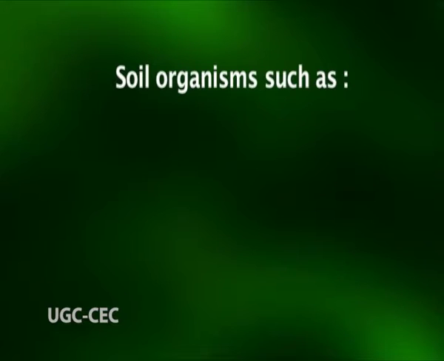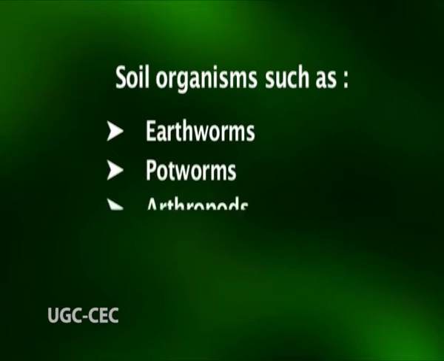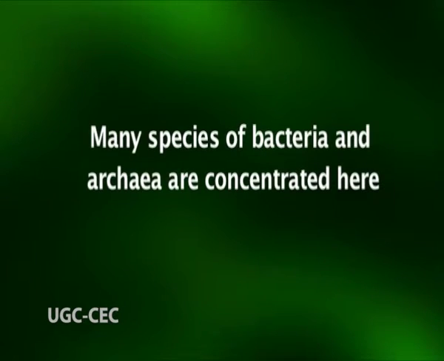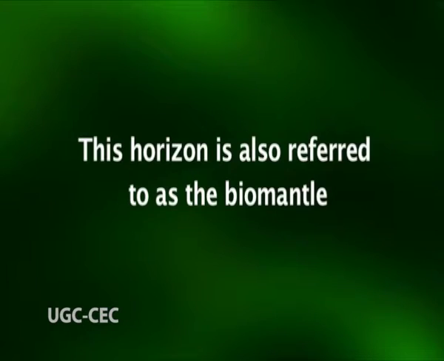The A horizon is an important part of the soil because it is a source of plant nutrition and contains the majority of the plant roots. Soil organisms such as earthworms, potworms, arthropods, nematodes, fungi and many species of bacteria and archaea are concentrated here, often in close association with plant roots. This horizon is also referred to as biomantle.